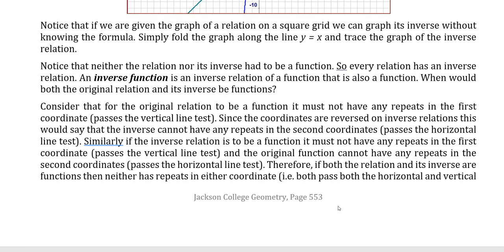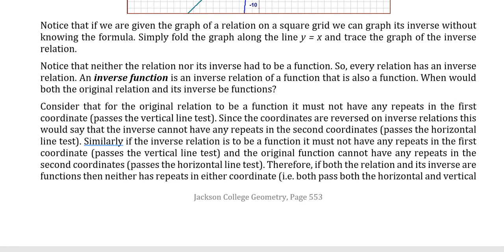Now notice that neither the relation nor its inverse had to be a function. So every relation has an inverse relation. Okay, so which relations are invertible? Well, all of them are. Which functions are invertible? Well, really all of them have an inverse function.